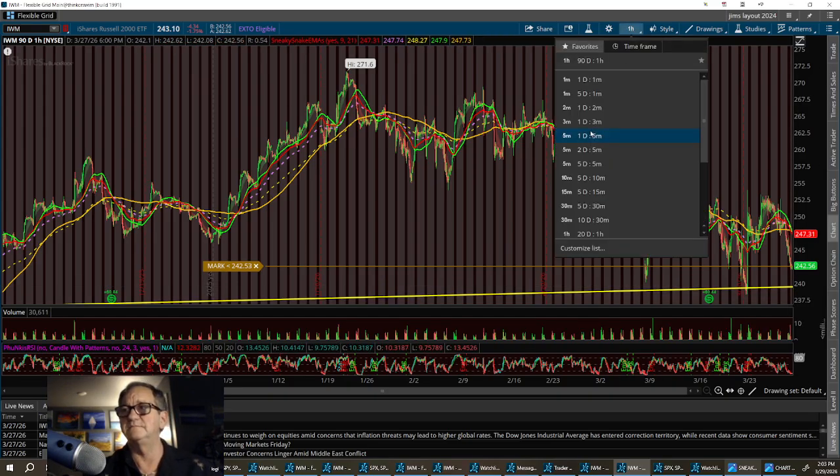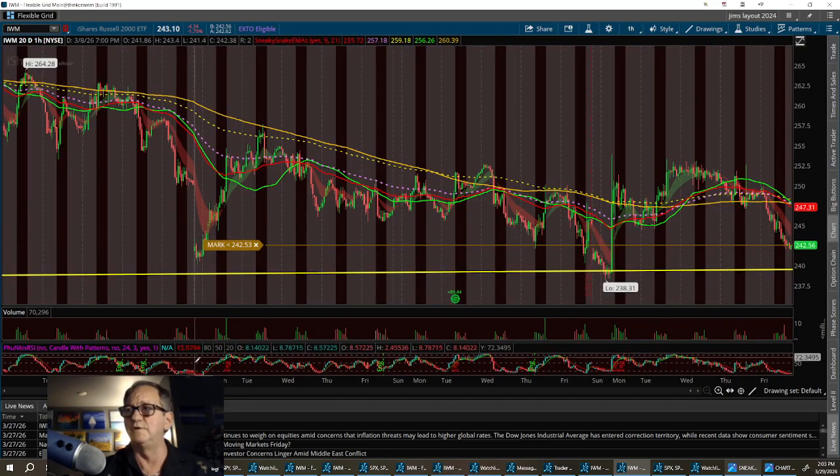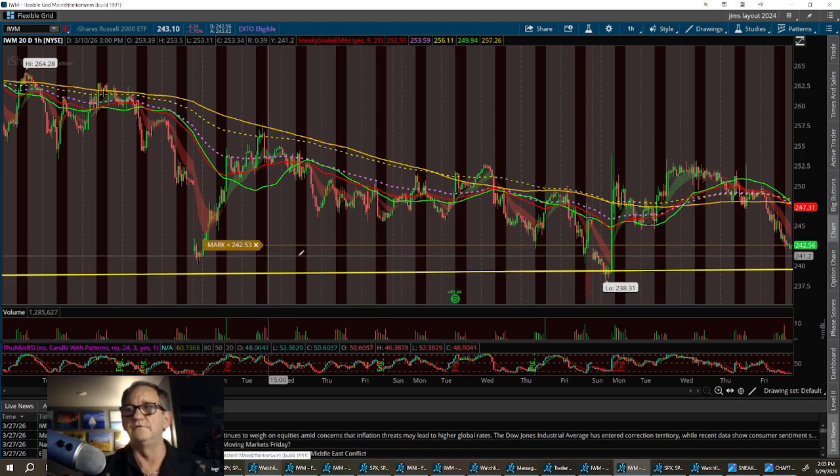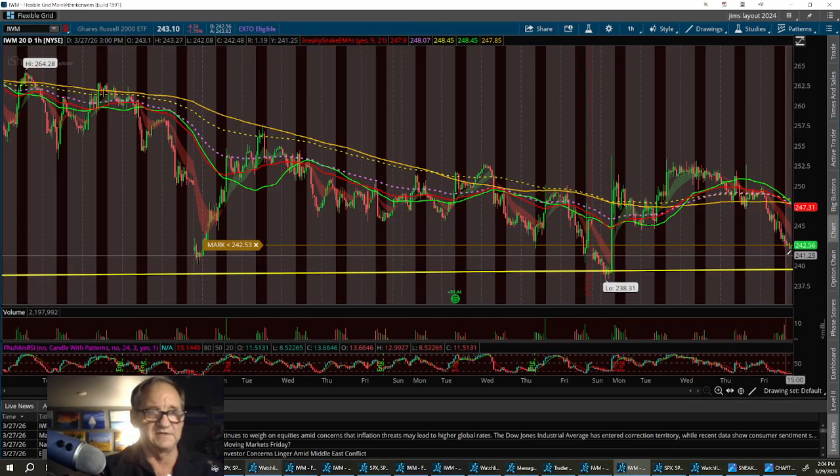Then I take it to the 20-day, 1 hour time frame. Another head and shoulders. You got a shoulder line here and a shoulder line here. You got a shoulder line here, a shoulder line here, and we're real close to support. So I got 5 reasons out of 6 to take this trade.